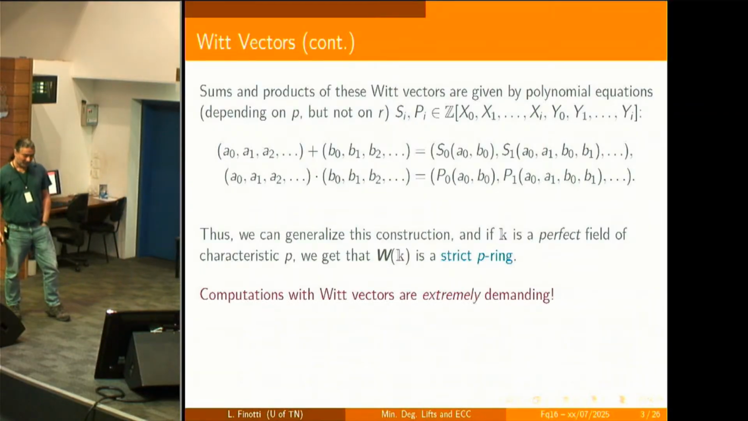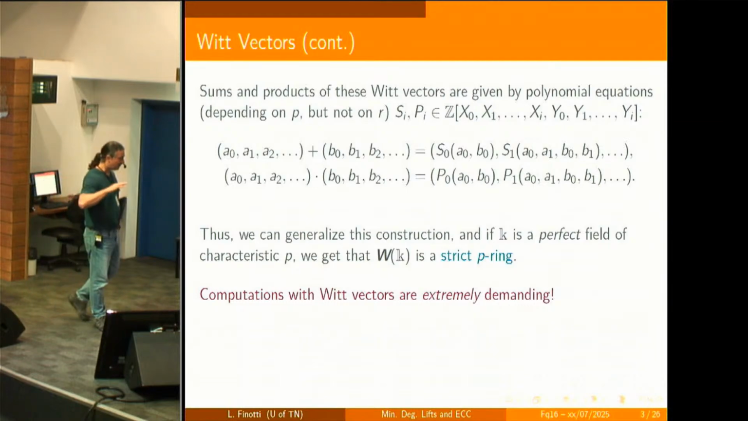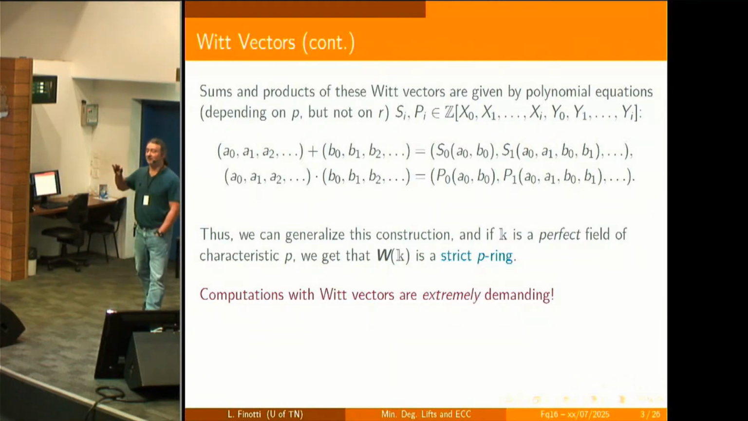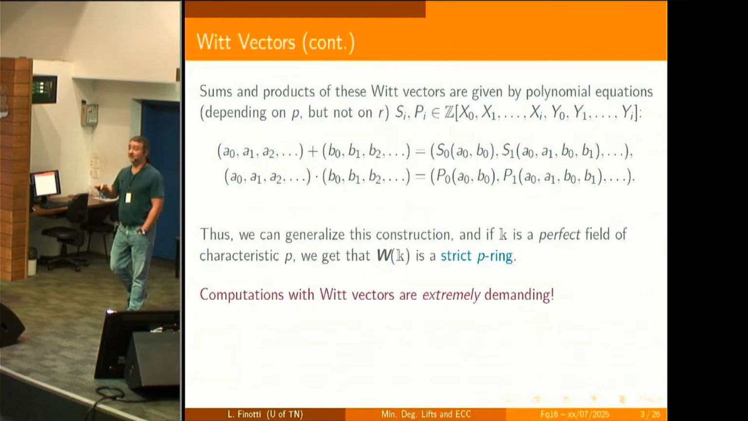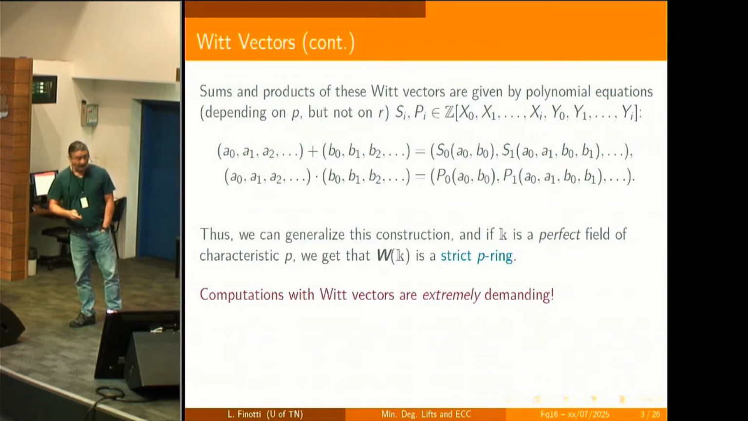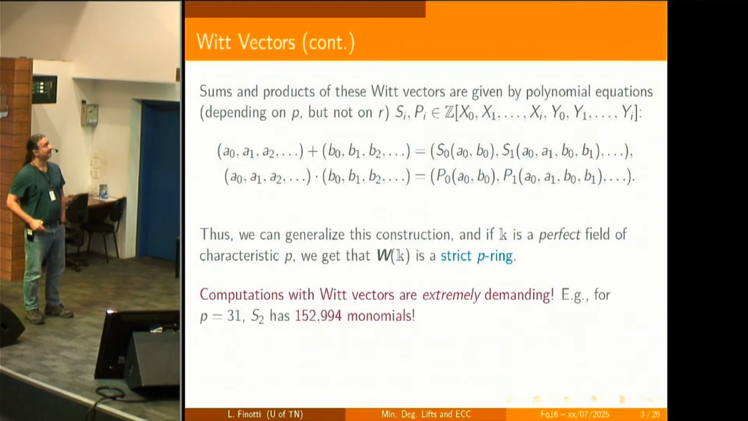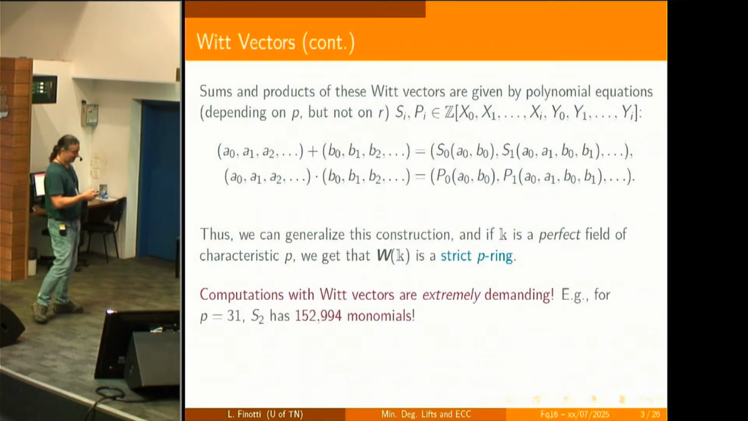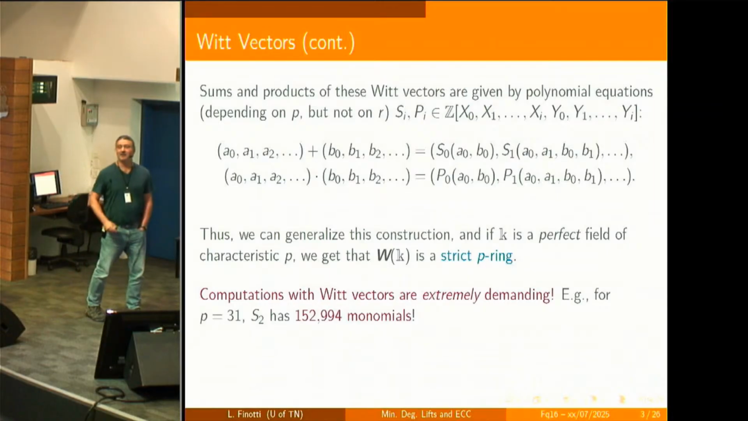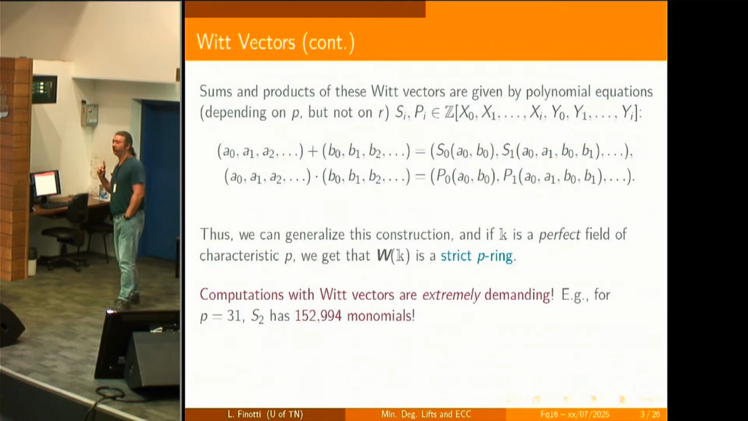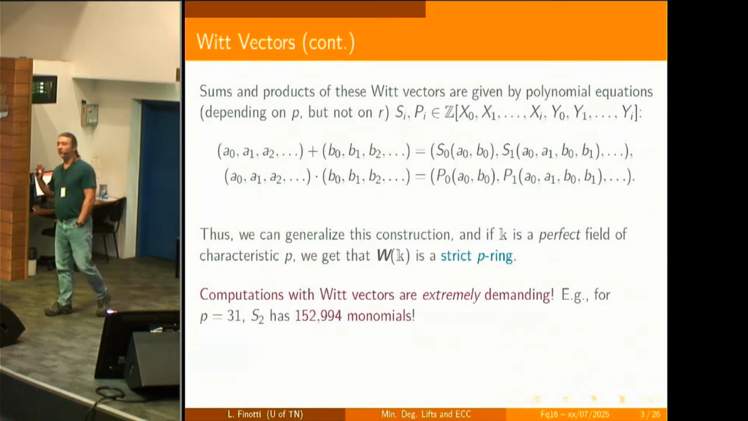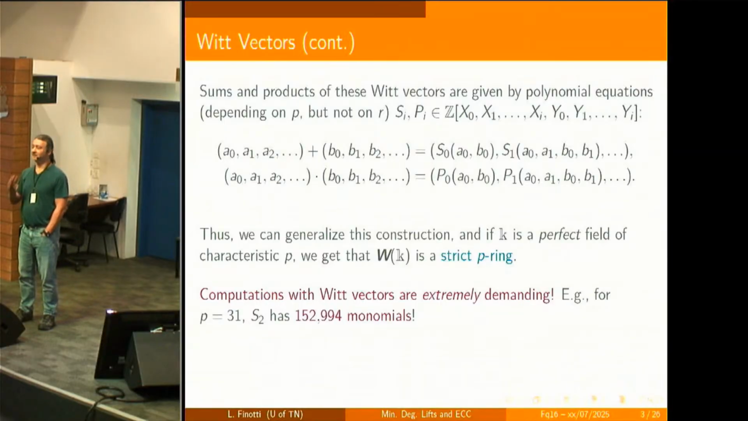One thing that you have to keep in mind throughout this talk, because we're going to talk about a lot of computations, is that computations are very difficult. For instance, if you want to look at the next S_2 here, for p equals 31, you get almost 153,000 monomials for that formula. So computations with Witt vectors are very difficult.